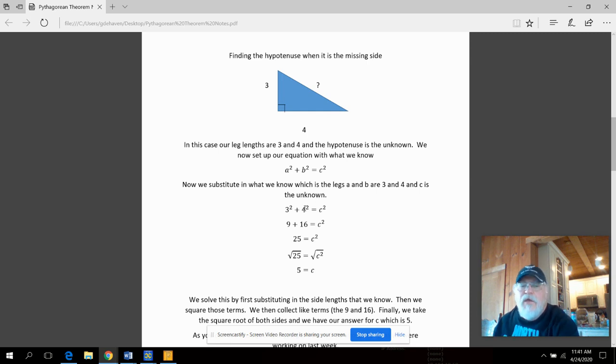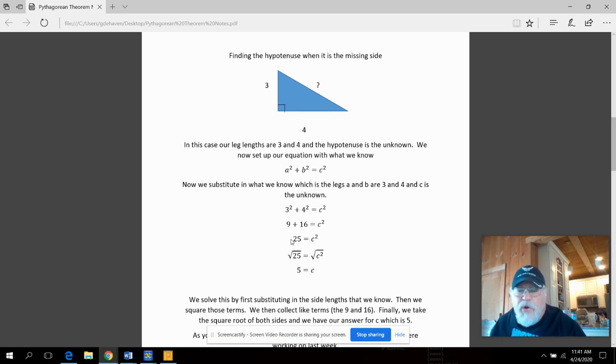Okay? Now, the first thing I'm going to do is I'll square these two numbers. So 3 squared is 9, 4 squared is 16, c squared is obviously still c squared. Now, all I got to do is collect those terms. 9 plus 16 is 25. Now we're back to what we were doing last week. We're solving with a square root because we have a square to get rid of.